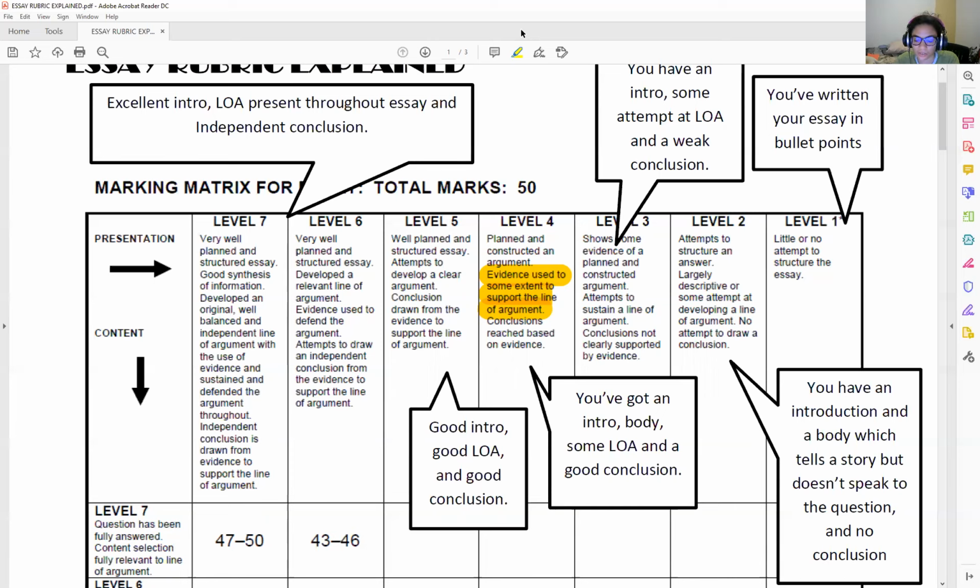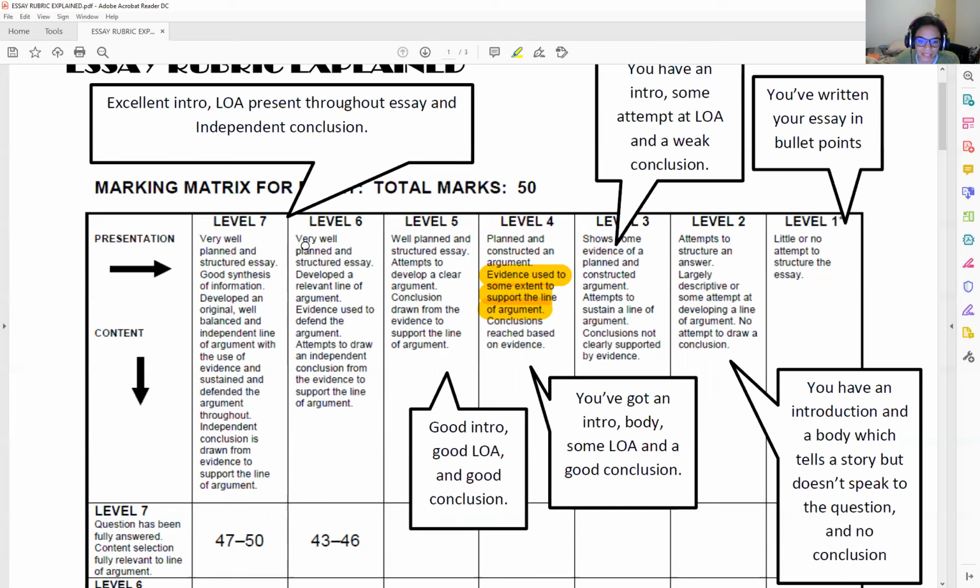I find it very difficult to know when to put something in a level seven block, when to put something in a level six block, and also when to put something in a level five block, and when to put something in a level four block. There's always, you feel like it's kind of somewhere in the middle.